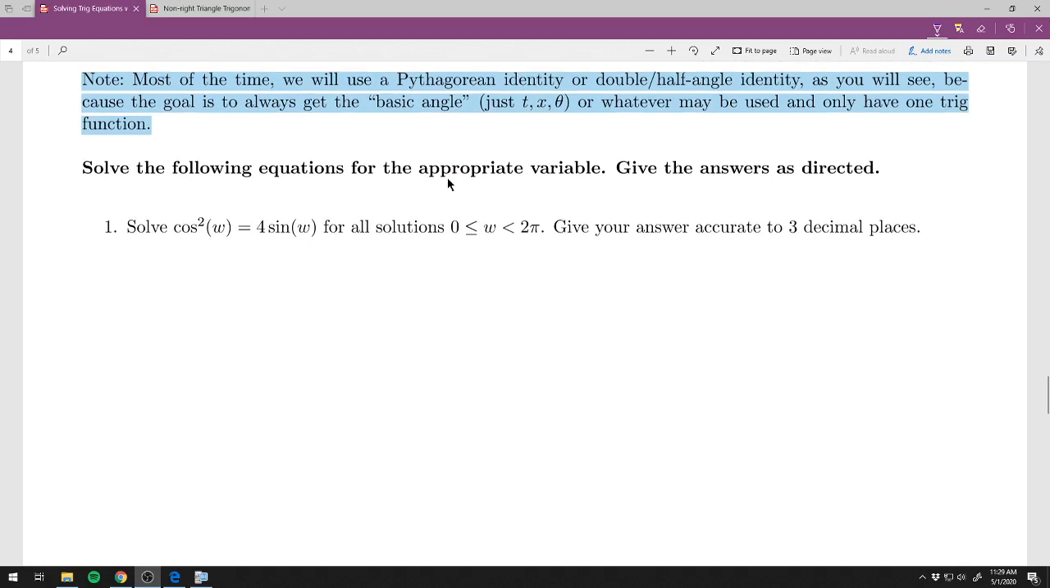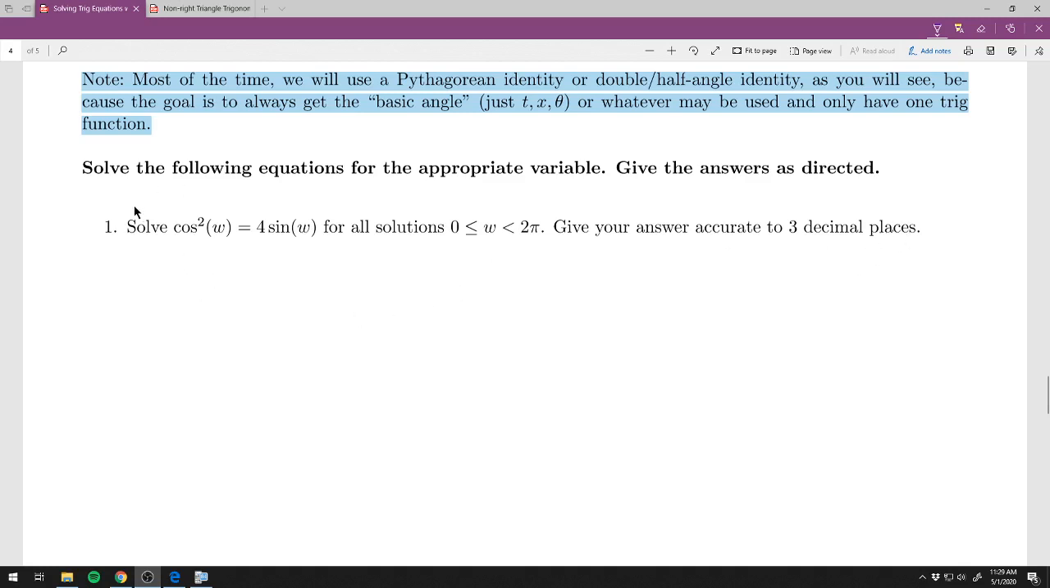All right, so we want to solve the following equations for the appropriate variable. Give the answers as directed. All right, so we want to solve this first one. Cosine squared of w equals 4 sine of w for all solutions between 0 and 2 pi. Give your answer accurate to 3 decimal places.